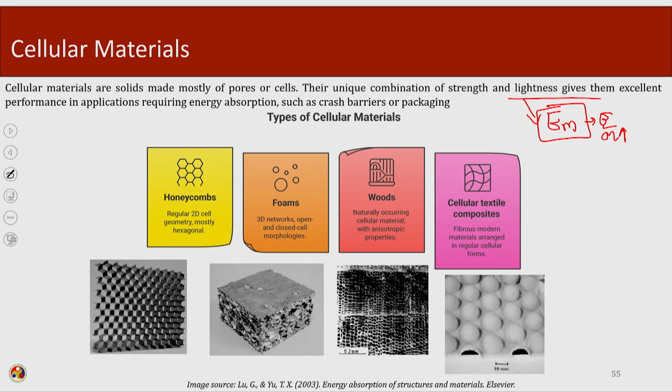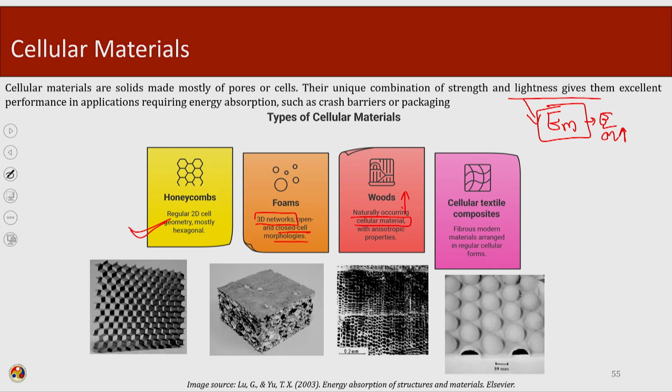Okay. So, some types of readily available cellular materials are honeycombs. Honeycombs are nothing but regular 2D cell geometry, and most of the time they are hexagonal. The other type of cellular materials are foams. They are condensed 3D networks, and they have open and closed cell morphologies. Wood is also an efficient energy absorbing material. It is a naturally occurring cellular material with anisotropic properties. And since wood is lightweight, it also has high specific energy absorption.